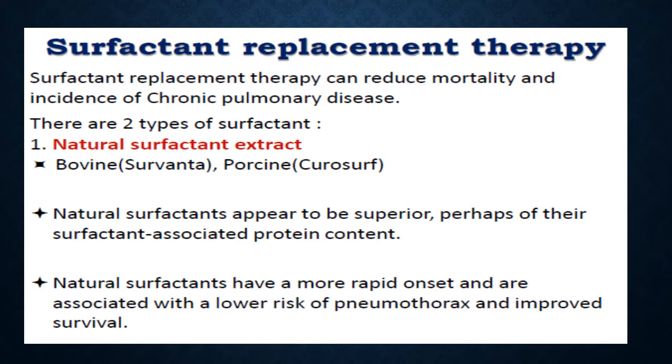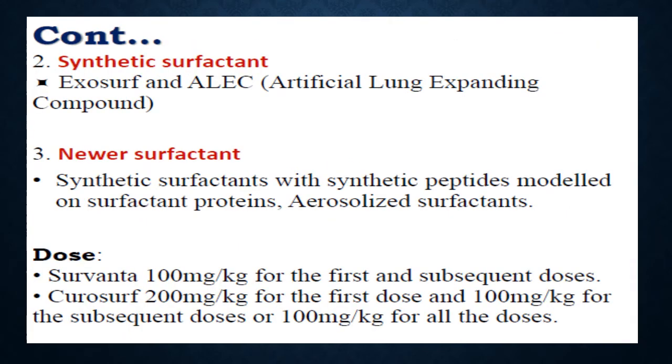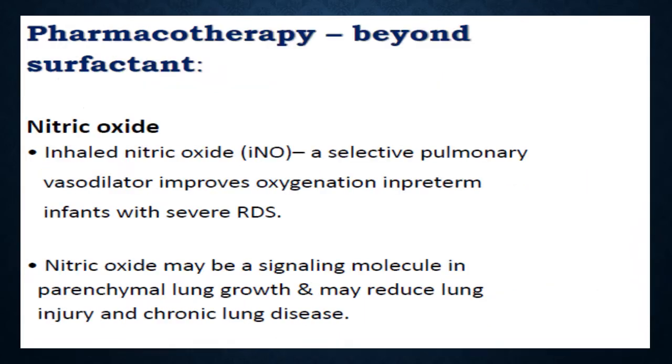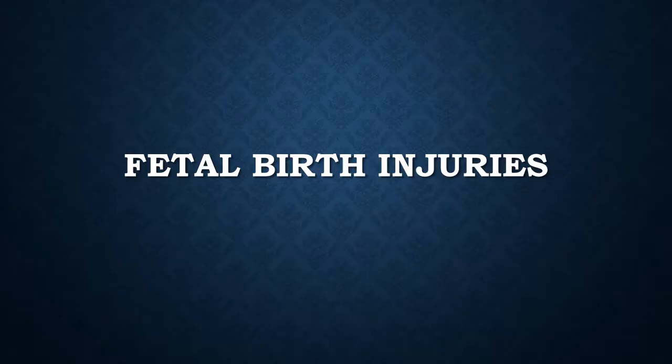There are 2 types of surfactant used in treatment: the natural surfactant, which is mainly bovine or porcine, used very widely. And also there is a synthetic surfactant, much more expensive but with fewer side effects, the artificial lung expanding compound. Also, there are newer synthetic surfactants with synthetic peptide models of surfactant proteins, and aerosolized surfactants. There is also pharmacotherapy beyond surfactant, which is giving hope in the incubators, like nitric oxide release inhalers. That was brief about hyaline membrane disease.